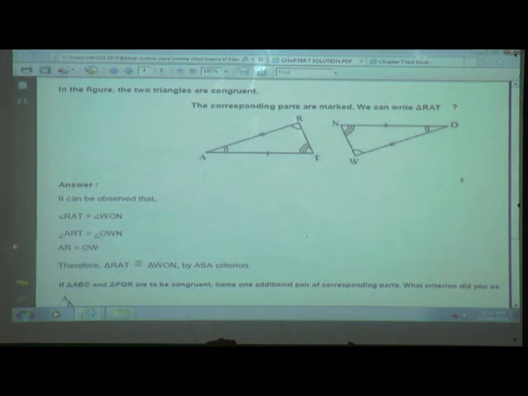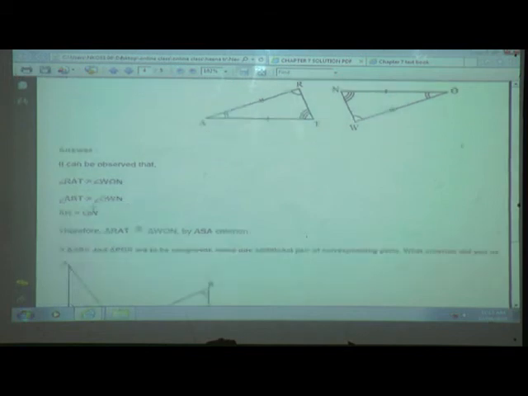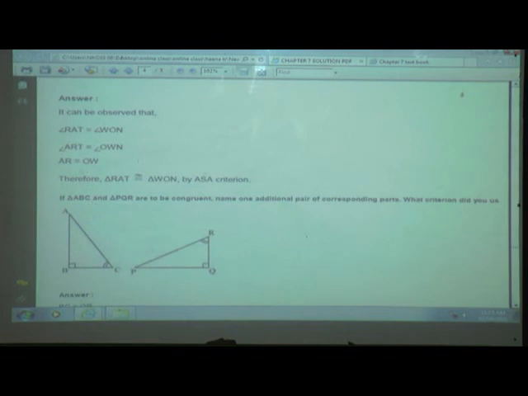So what I had told, we had jotted down here, and we can say that these triangles are congruent, because when you write the steps here, two angles are given and one of the sides is between the two angles. So triangle RAT is congruent to triangle WON by angle side angle criteria, so these two triangles are congruent by ASA criteria.